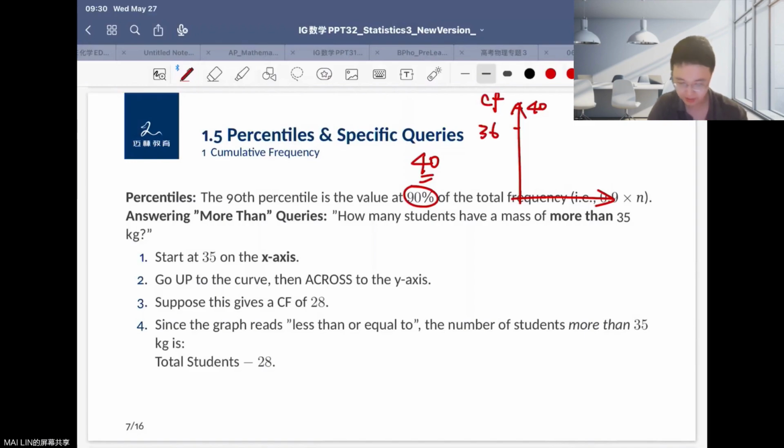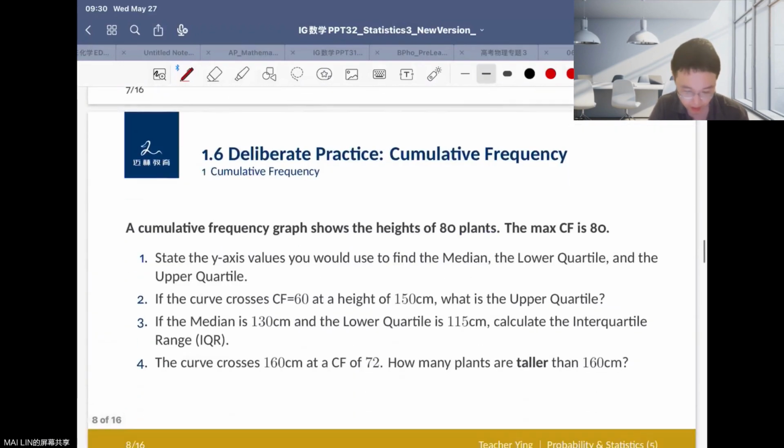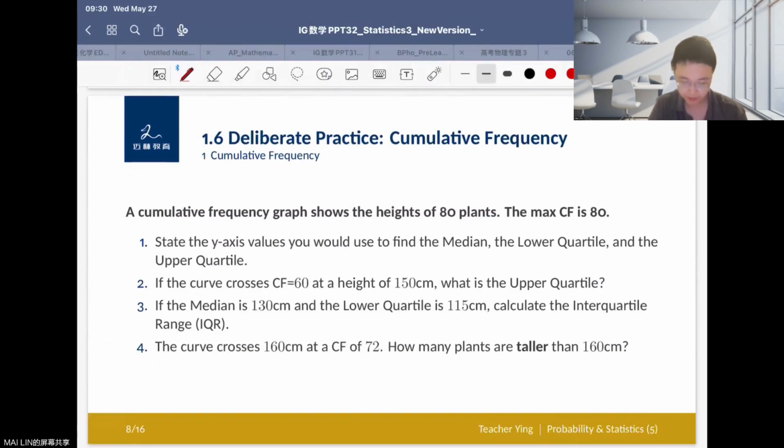So for the quartile, we can find the point on the cumulative frequency graph and then find the x-axis value right here. Then we can find the corresponding number. So we can say the total students is 28. And here is some deliberate practice for you. You can try solving them yourself, but if you don't understand them, you can just keep going and follow along with me.